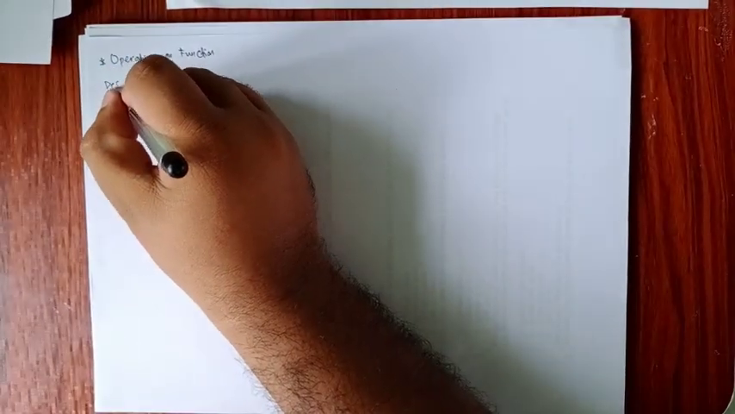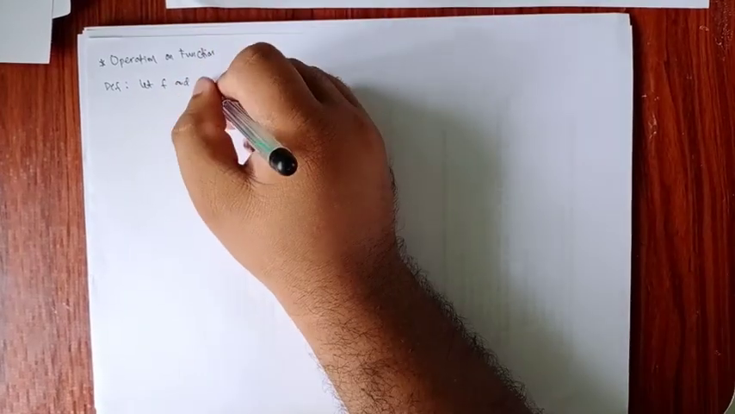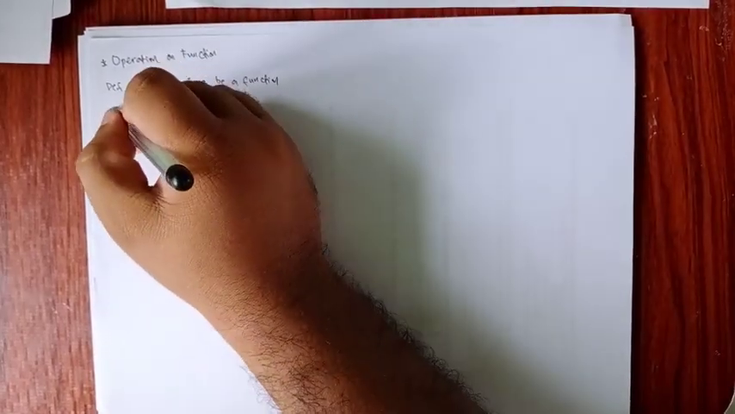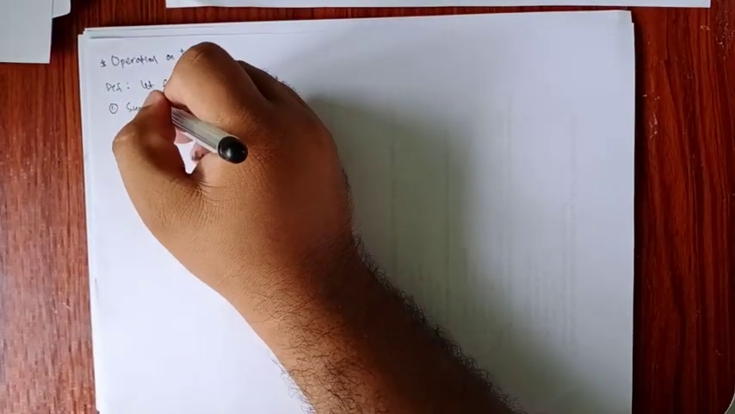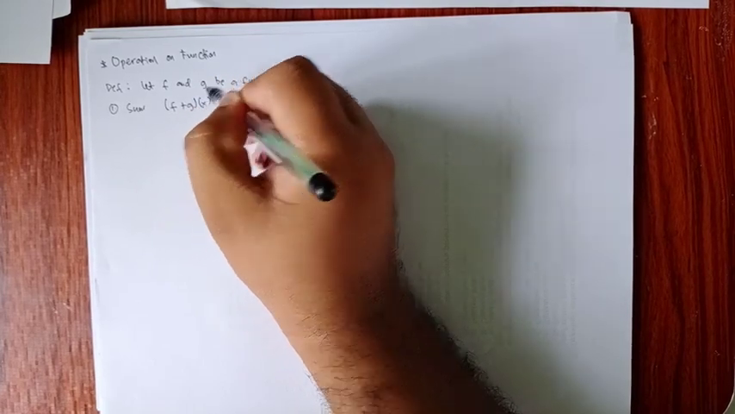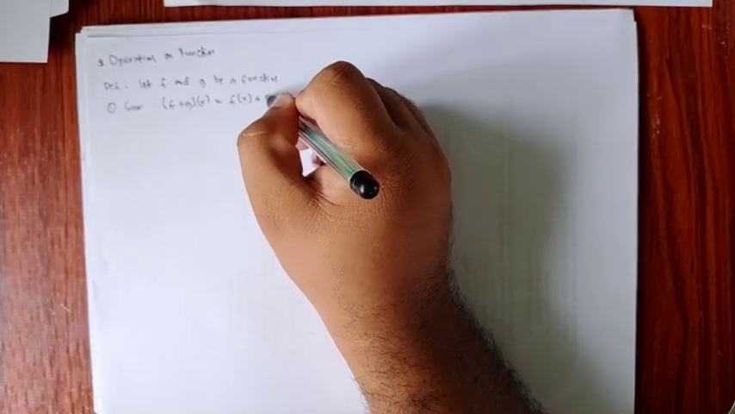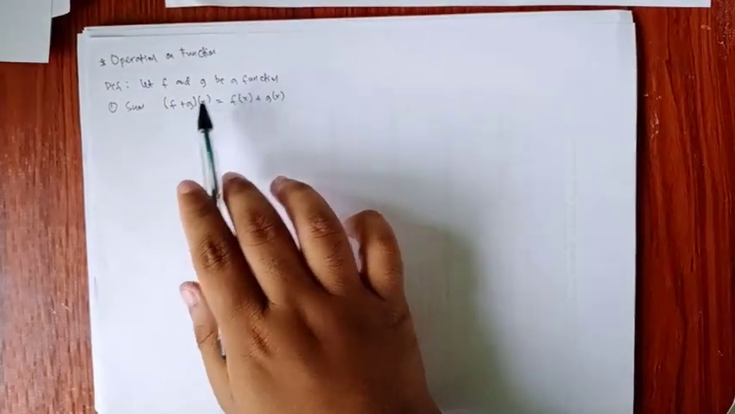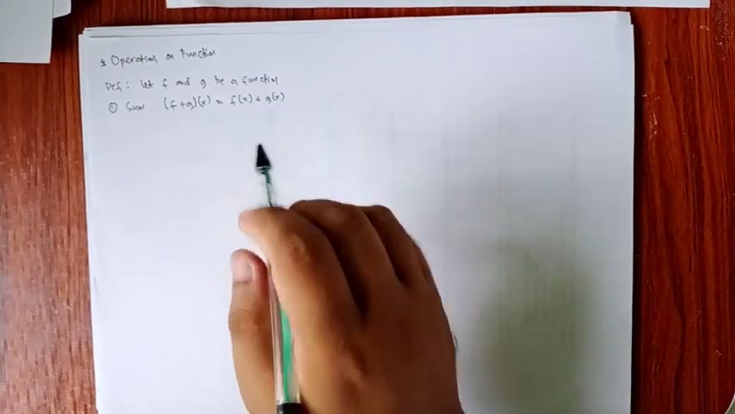Sige. So, by definition, let f and g be a function. So, let's have the number 1. Yung sum daw nila, which is f plus g of x, that would be the same as f of x plus g of x. So, ganun lang. So, if we're going to add f and g, so that would be f of x plus g of x lang.